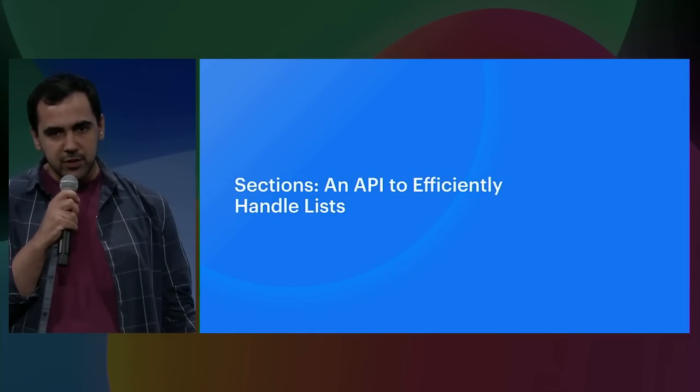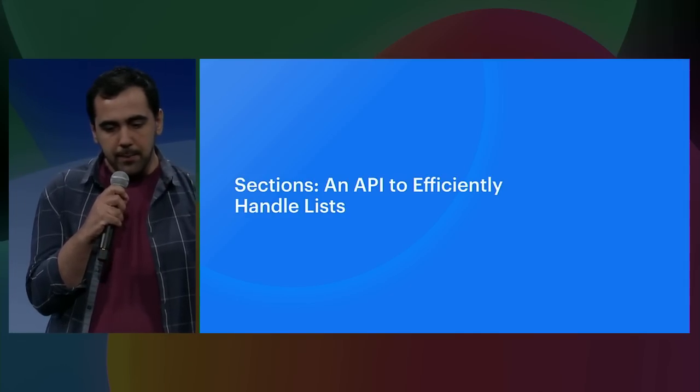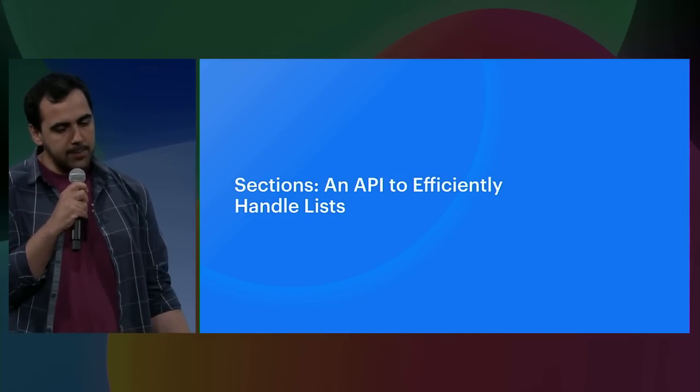When we started adopting Litho and ComponentKit in other surfaces, though, this wasn't always the case. And we found that we were solving the problem of updating lists efficiently over and over again. That's why we decided it was time to build a new API to do that instead. And we call this API Sections.